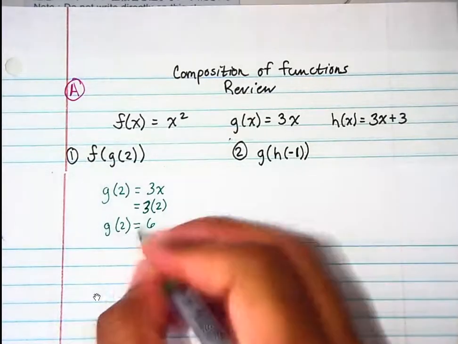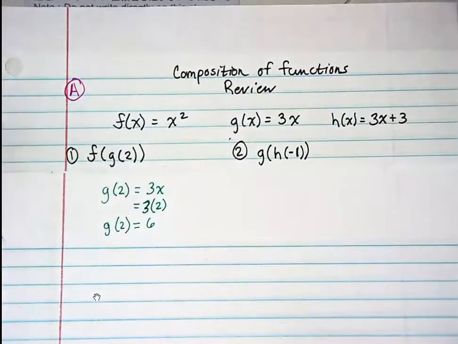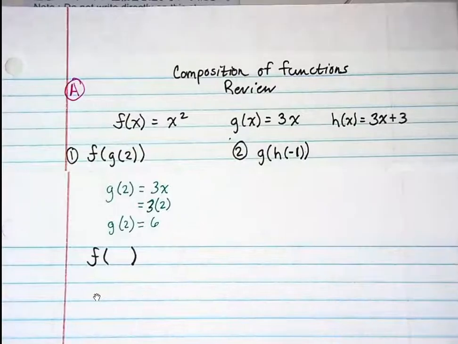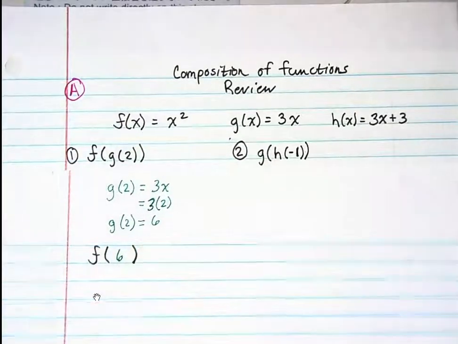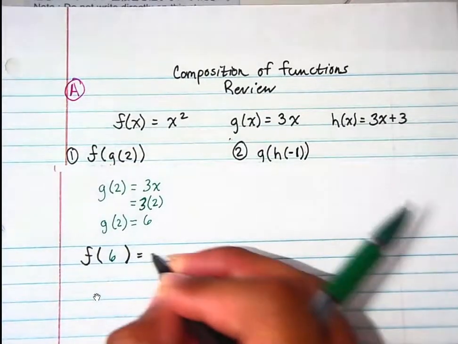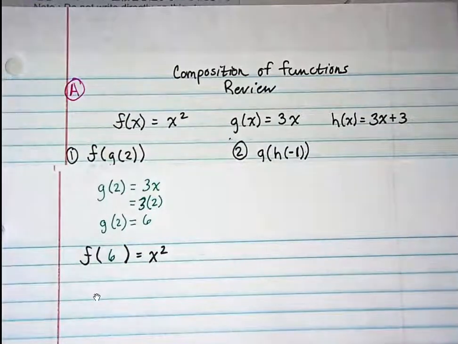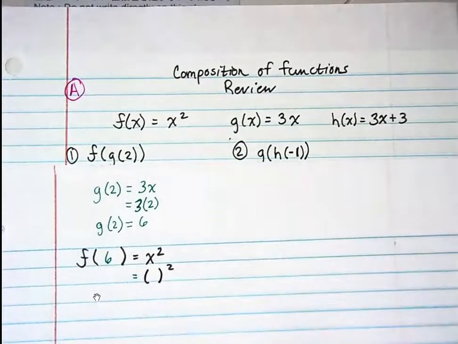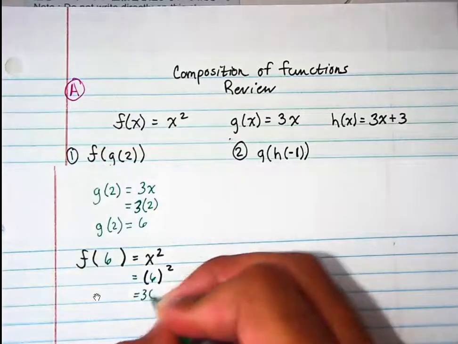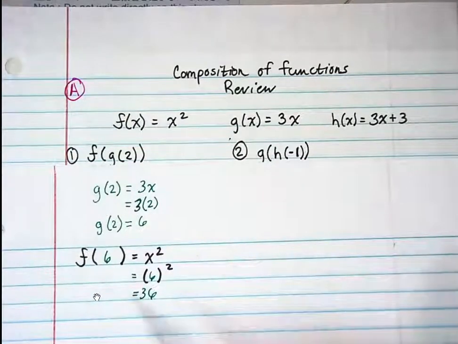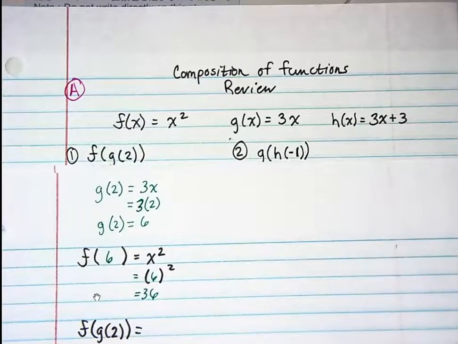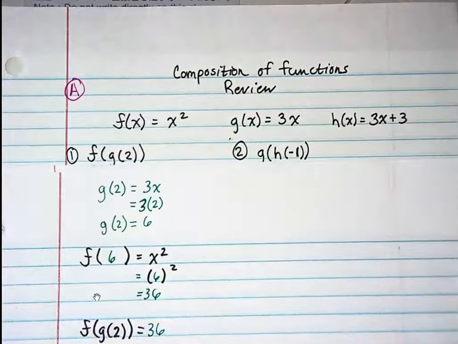Okay, so now instead of putting g of 2 right there, we're going to do f of 6. So instead of g of 2, we put 6 right there. So now we're going to take a look at the f function, and we're going to put 6 in for x. So f of x function is x squared. We put that 6 in for that, and we get an answer of 36. So f of g of 2 equals 36, guys.